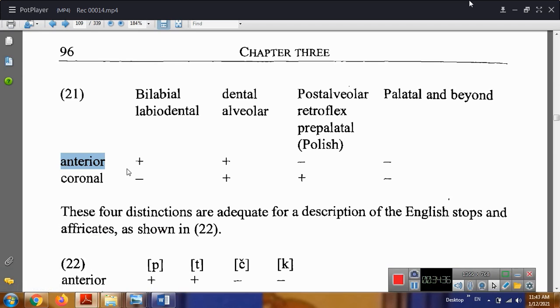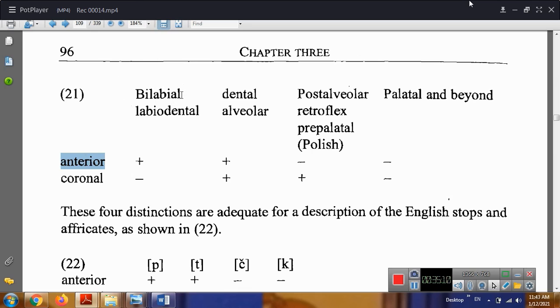Those sounds which are produced by the alveolar ridge, labial, and dental, we consider as plus anterior, and those sounds which are produced by the blade and the tip of the tongue, we consider as coronal sounds.